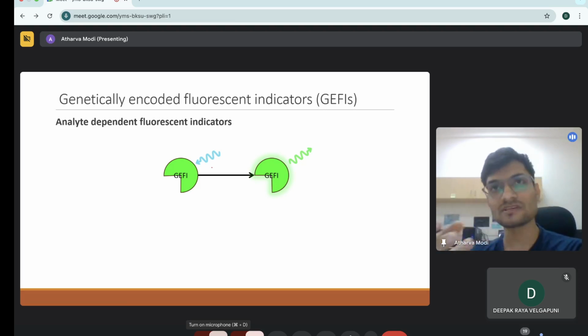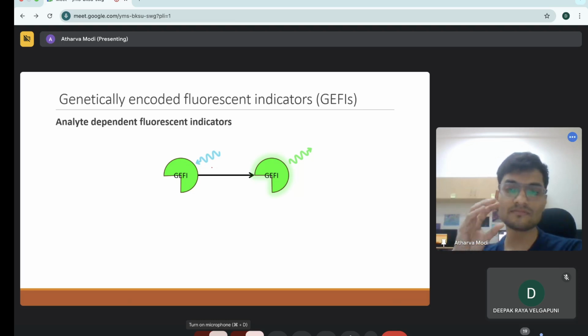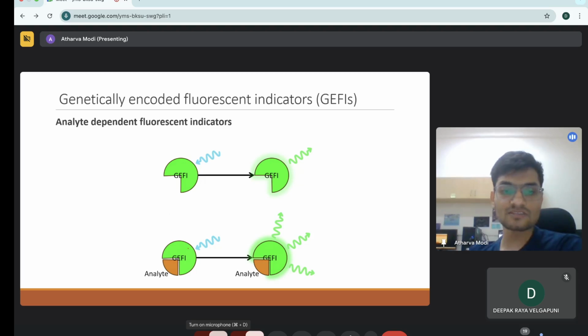Basically the thing that you want to measure. So let's say you want to measure the concentration of some ligand, or let's say a neurotransmitter, dopamine, inside the brain. What you want from this genetically encoded fluorescent indicator is that in the presence of the analyte, the analyte can bind to this particular indicator, and now this indicator fluoresces much more than it does without the analyte, right?